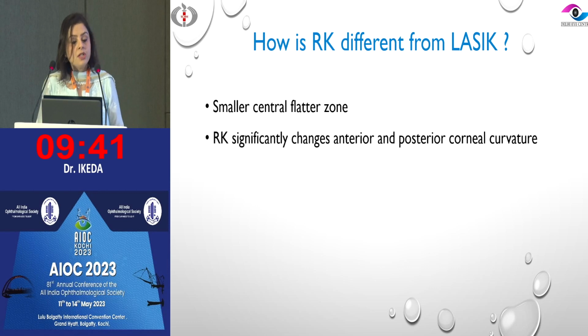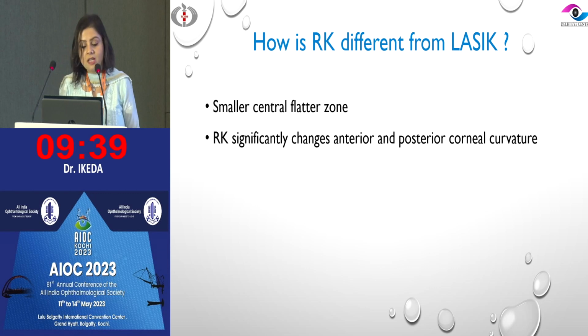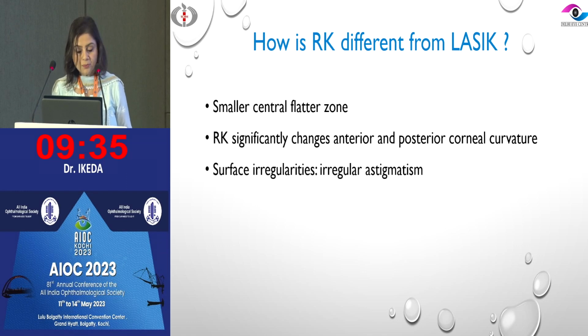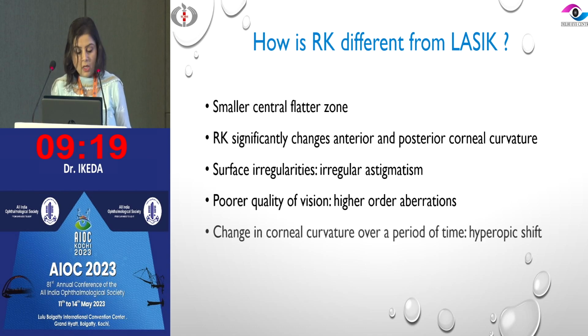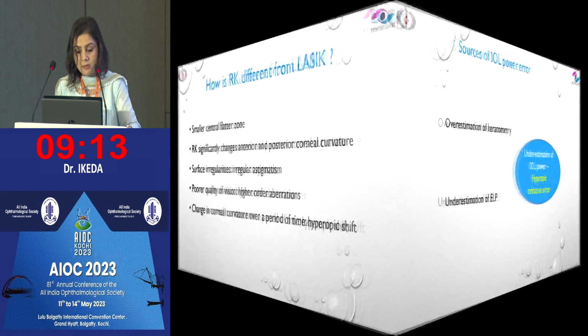This surgery significantly changes not just the anterior corneal curvature but the posterior corneal curvature too. We have surface irregularities. There are areas which are steep and areas which are flat, and this leads to irregular astigmatism. All of these factors ultimately end up in higher order aberrations and poorer quality of vision. These patients also have a hyperopic shift over the years, and these are all the challenges that we face.